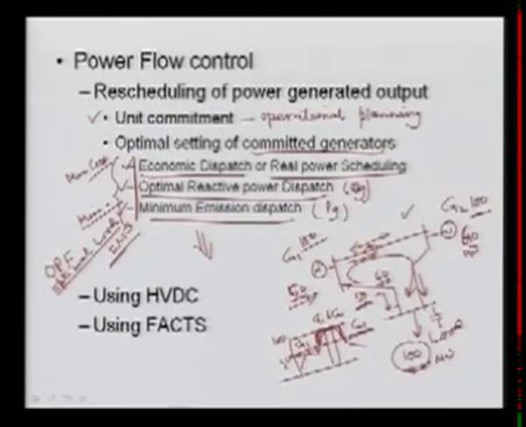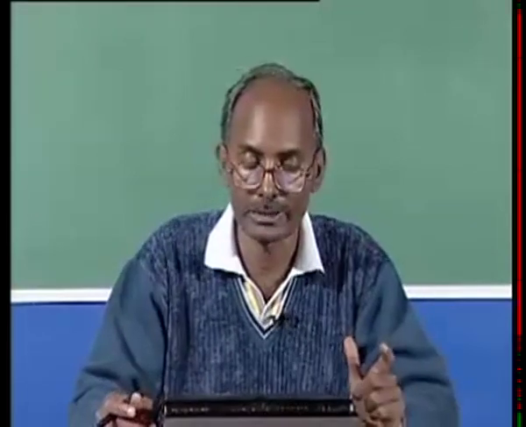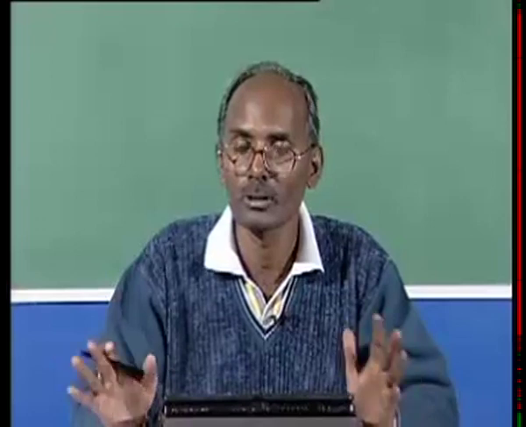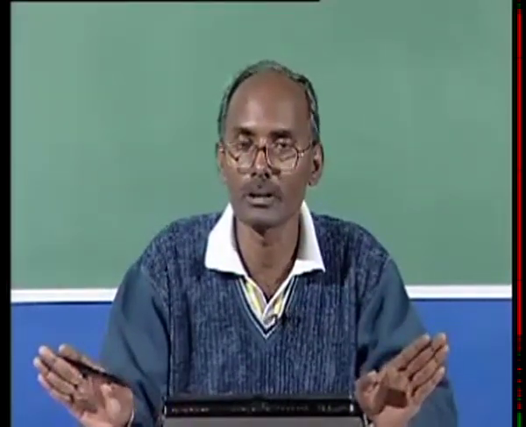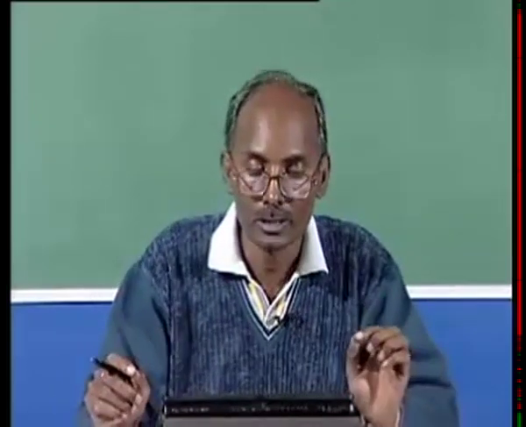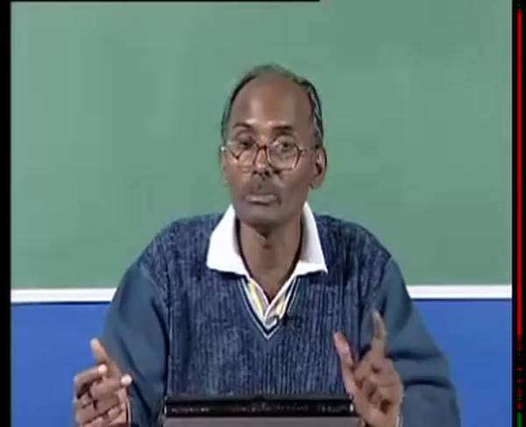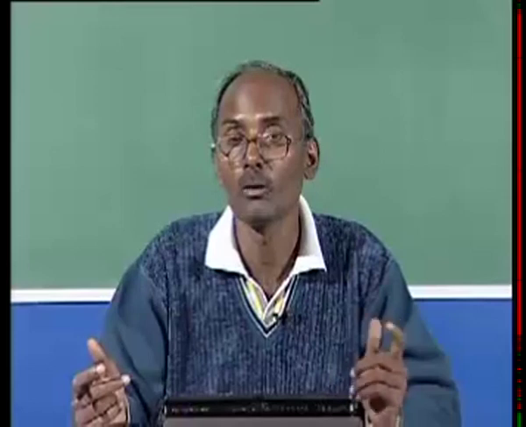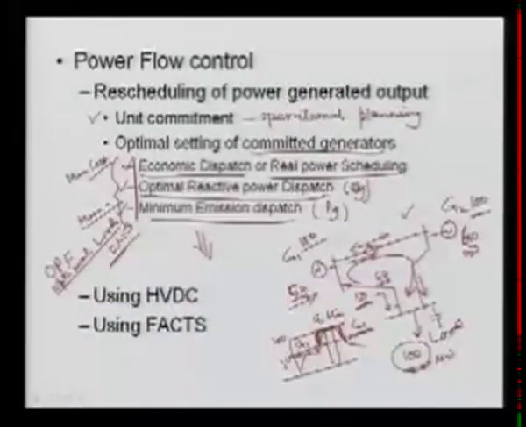So here we require some control mechanism to reroute the power flow in the lines, which is called power flow control. Here the generations are fixed, the load is fixed, the frequency of the system is fixed, with no change. We are just redirecting the power over the different lines so that we can meet our objective. For that, we have only the option of using either HVDC or FACTS controllers.